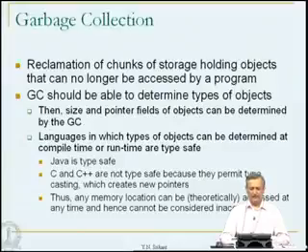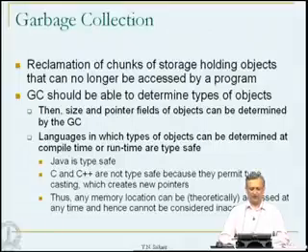So, languages in which types of objects can be determined at compile time are known as type safe. So, even if they can be done at runtime, even then they are called type safe. So, it is even stronger if it can be done at compile time. Okay. Java is type safe. You can determine the types of objects, most of the time you can determine them at compile time.